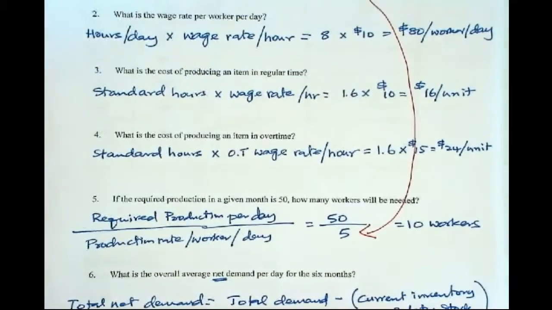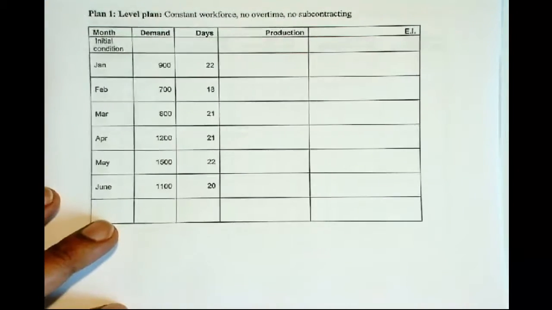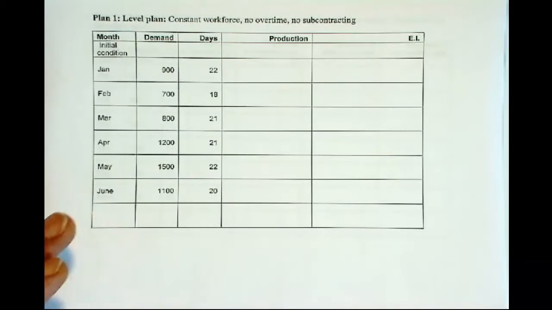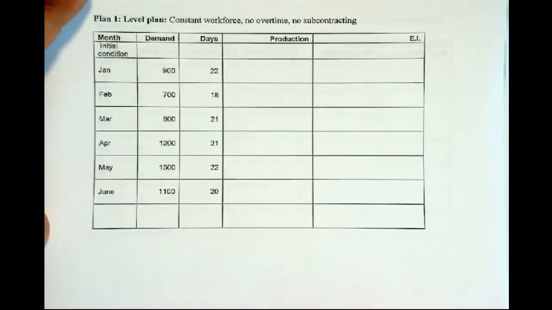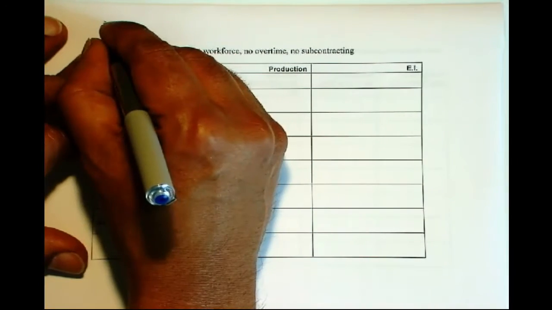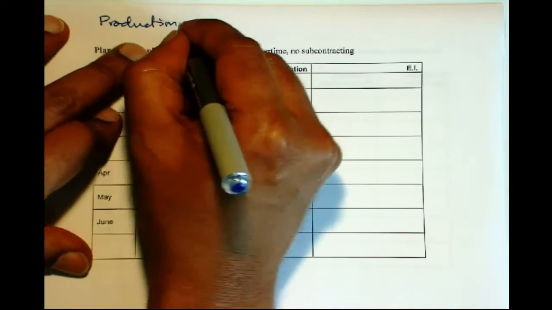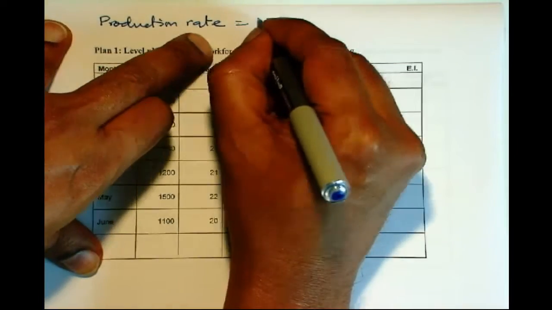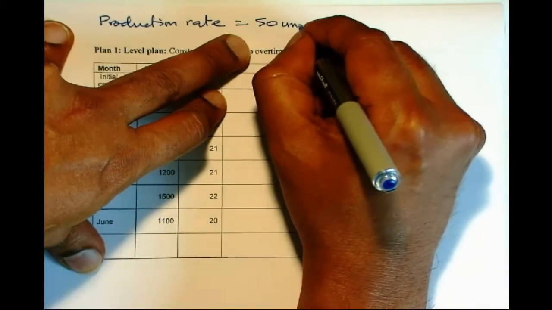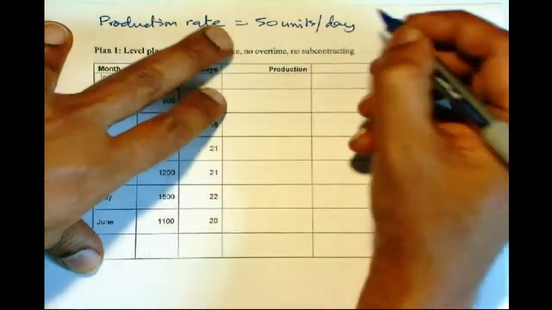So now let's look at the different plans. The first plan is a level plan with constant workforce, no overtime, and no subcontracting. Remember, the production rate is 50 units per day. This is from the previous page.